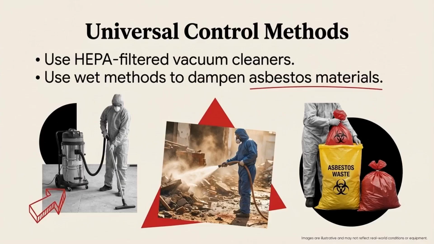It doesn't matter which class of work you're doing, these 3 rules are non-negotiable. First, you have to use vacuums with special HEPA filters. They're the only ones fine enough to actually trap those tiny asbestos fibers. Second, use water. Wetting materials down is a simple but super effective way to keep dust from going airborne. And third, all waste goes into sealed, leak-proof containers right away.